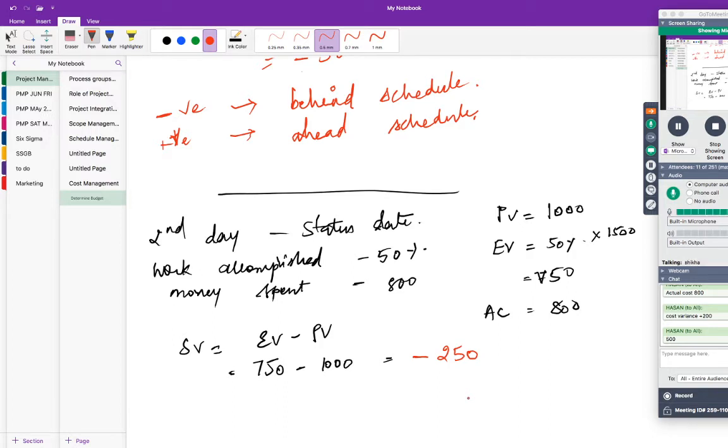You understand? So what is your cost variance? Cost variance is equal to EV minus AC, which is equal to 750 minus 800. Correct? So which is equal to minus 50.